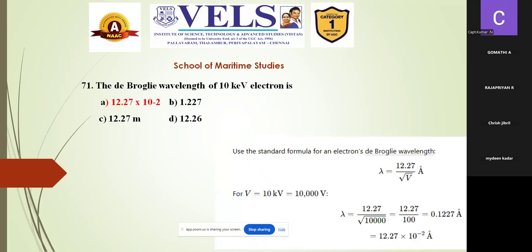The de Broglie wavelength of a 10 kilovolt electron. The standard formula of the electron's de Broglie wavelength is lambda equal to 12.27 divided by root of V. Here they have given 10 kilovolt, so we can convert it to volt, 10 into 1000, so 10,000. 12.27 divided by root of 10,000. We can take the root of 10,000 outside as 100. So 12.27 into 10 power minus 2 Angstrom.